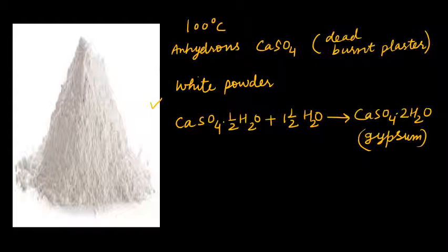The setting of plaster of Paris to a hard mass is accompanied by a slight increase in its volume, near about 1%, and this property helps in getting a sharp impression of the mold in which it is put, such as in making toys or statues.